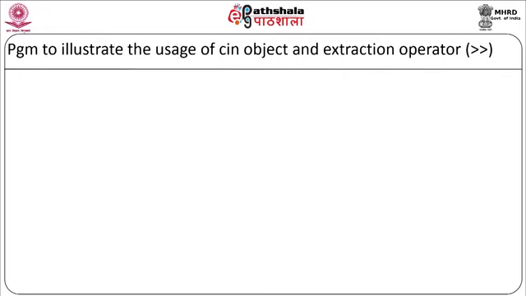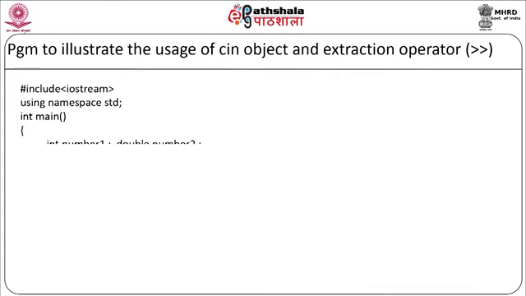Now let's see a simple program to see the usage of the cin object and extraction operator. We'll start with the program #include <iostream>, using namespace std. Now we'll start with our main function, int main. Here we'll declare the variables as int number1, double number2, char ch and char grade[30]. So we have taken one integer, one double, one character and a character array, and we'll see how the input is taken and output is displayed in this particular program.